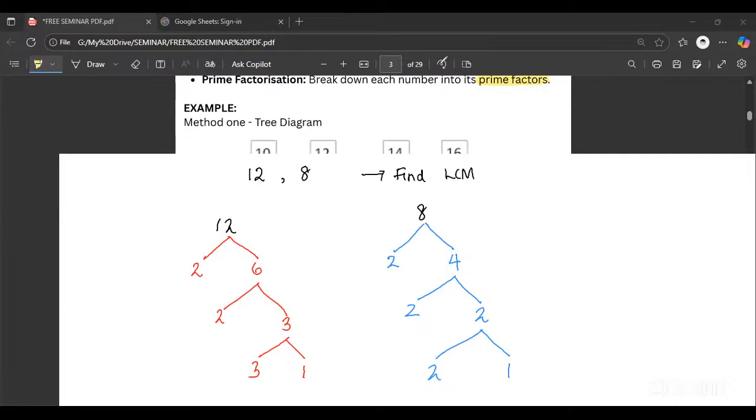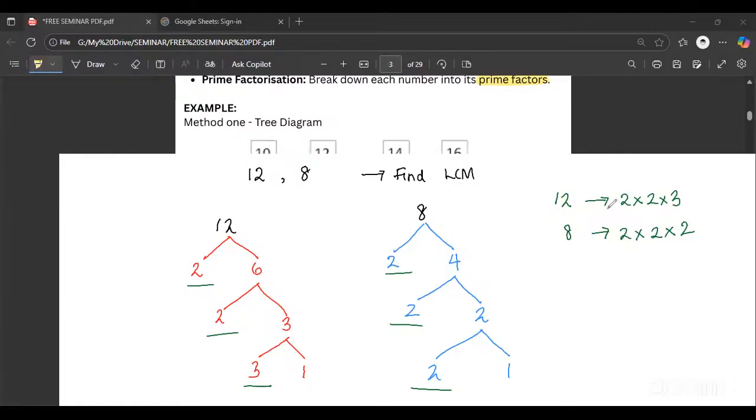Now what's the next step? When we are dividing 12, you take only the numbers on this side. So we know it's 2 into 2 into 3. For 8, we take the numbers on this side, which is 2 into 2 into 2. Are you clear till this point?